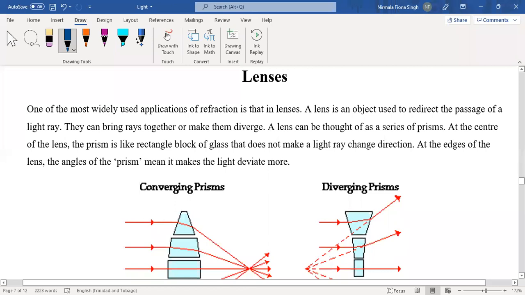All right, so reading: one of the most widely used applications of refraction is that in lenses. A lens is an object used to redirect the passage of a light ray. They can bring rays together or make them diverge. A lens can be thought of as a series of prisms, where at the center of the lens, the prism acts like a rectangular block of glass that does not make light change any direction. At the edges of the lens, the angles of the prism mean that it makes light deviate more.